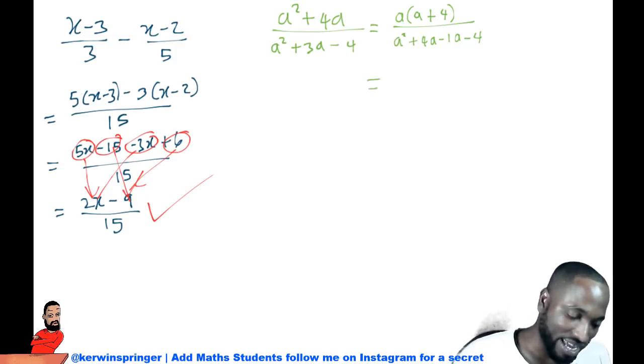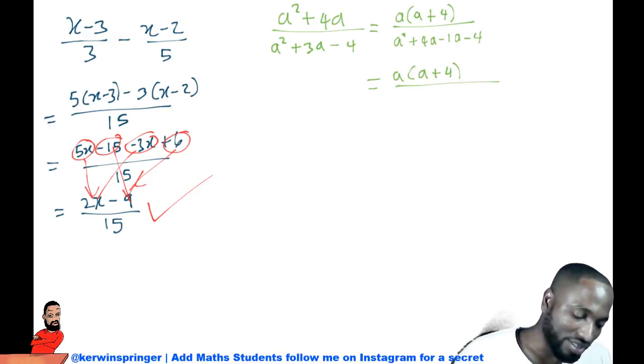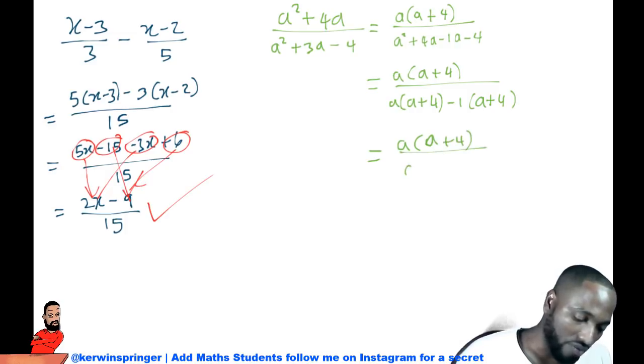Alright. And then a plus 4. And because this is so much fun, and you all having fun, you have a into a plus 4, negative 1 into a plus 4. And the whole trick about this is that one of the factors is going to cancel off from the top and the underneath. So you have a minus 1.